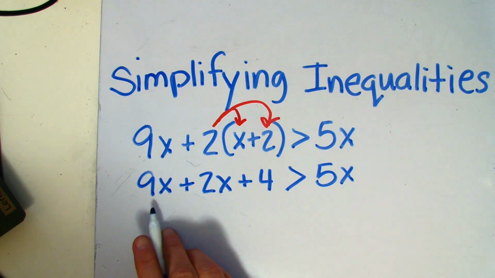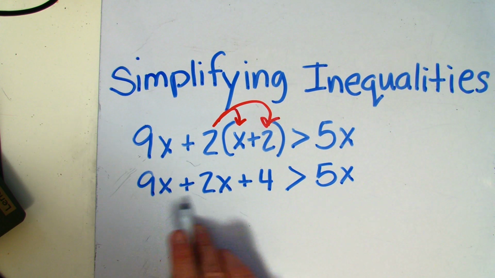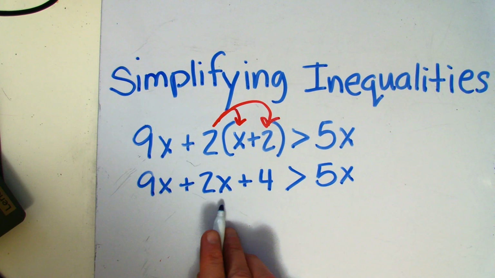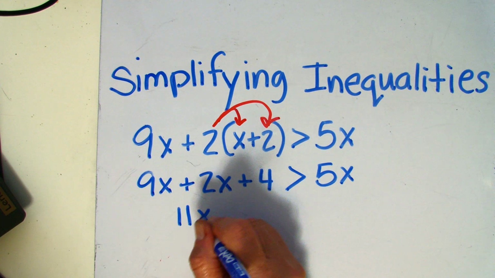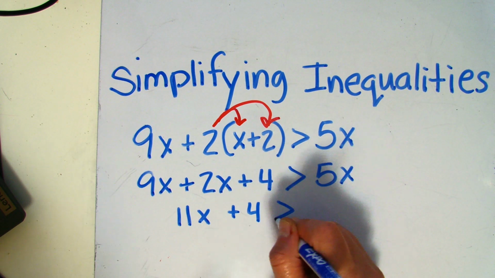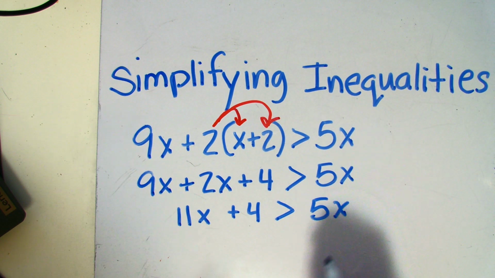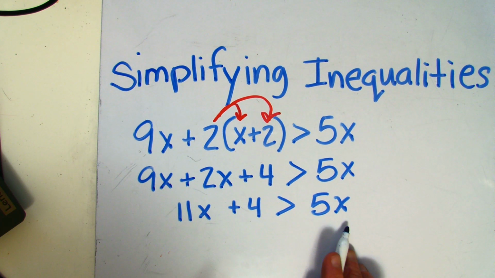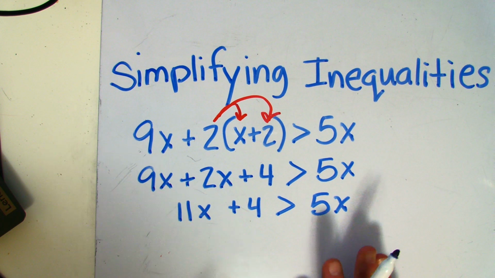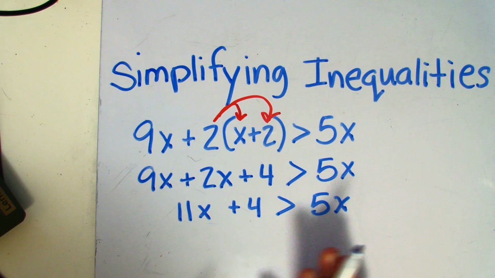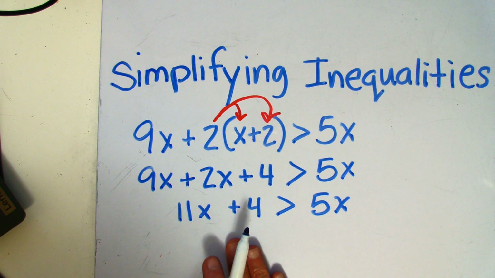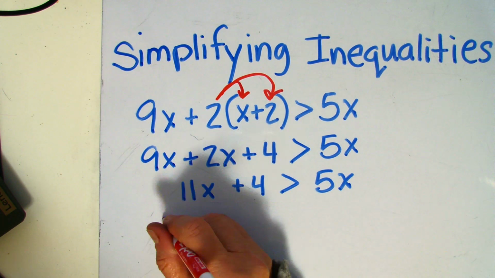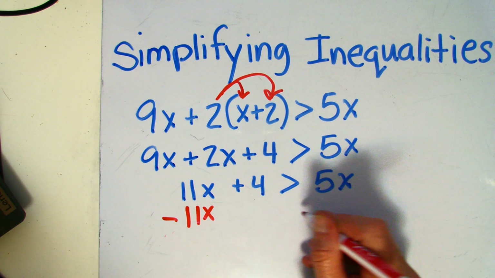Okay, now I have 9x plus 2x plus 4. I can combine like terms, so that becomes 11x plus 4 is greater than 5x. And now what I could do is move this 11x to this side over here, and that would allow all the x's to be on the right side and everything else, or the 4 at least, will be on this side. To do that, I'm going to subtract 11x on both sides.